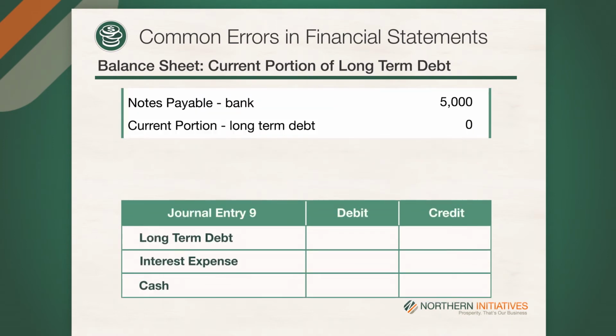Moving forward, journal entries to record monthly loan payments of $1,072 are recorded each month with a debit to long-term debt for the principal portion of the payment and a debit to interest expense, followed by a credit to cash for the total payment.